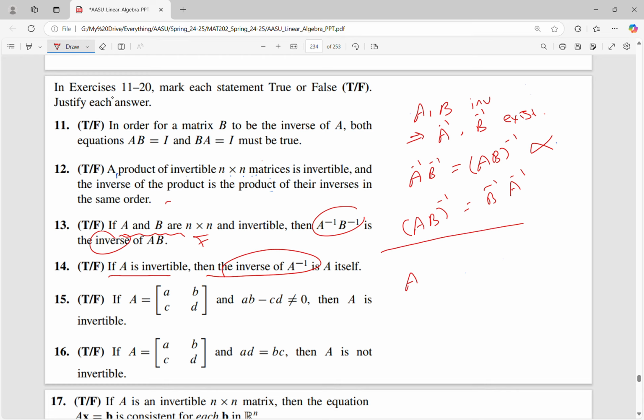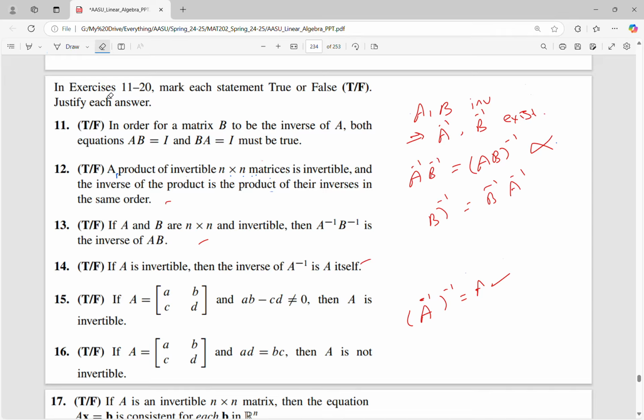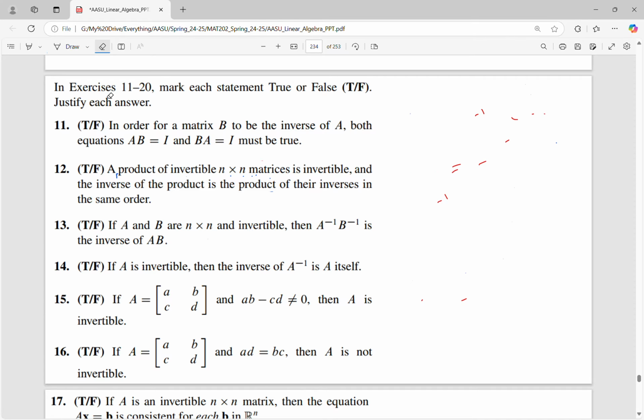If A is invertible, then the inverse, okay. This is question 14. A is invertible. That means A inverse exists. What is the inverse of A inverse? This is A. Yes, this is correct. The inverse of the inverse goes back to the original matrix. These true and false questions help us understand the concepts. They help a lot.